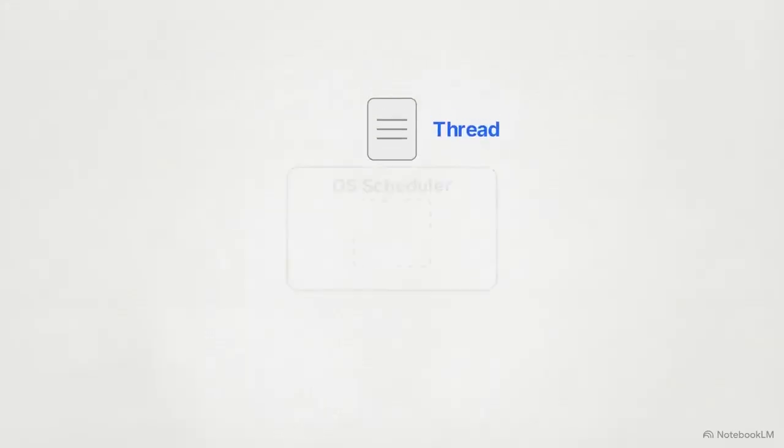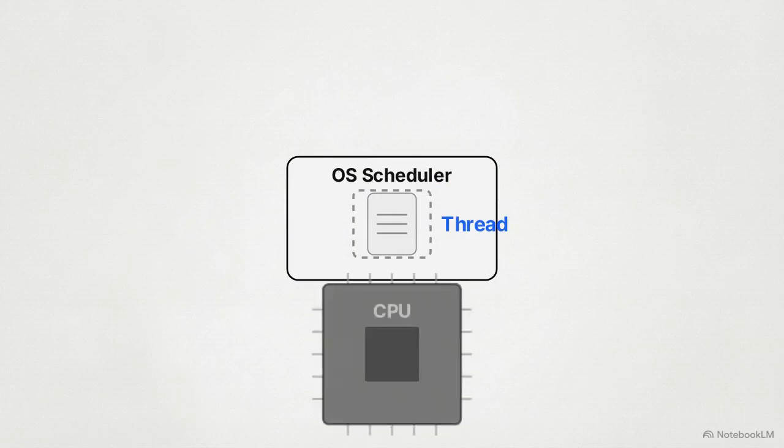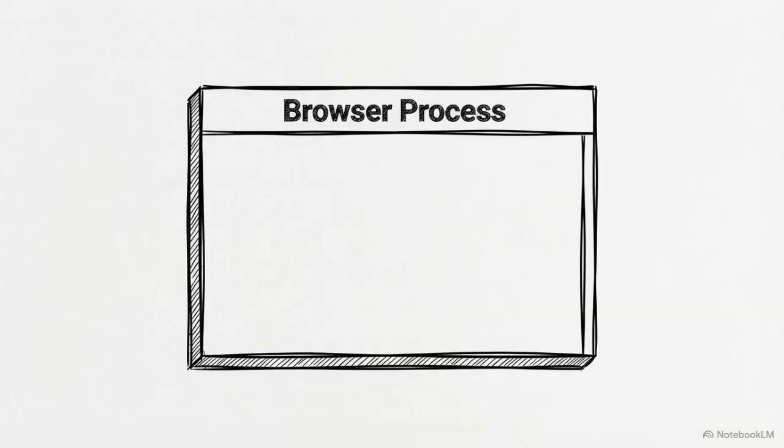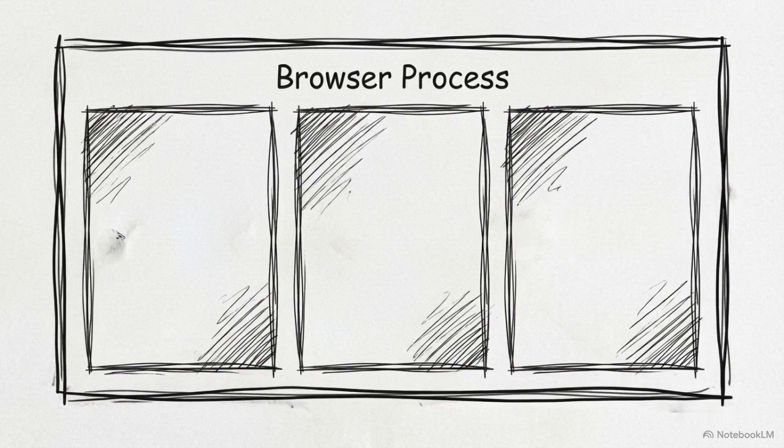A thread is the smallest sequence of programmed instructions that an operating system scheduler can manage and dispatch to the CPU. Consider a standard web browser. When you open it, the operating system allocates memory and launches a single browser process to contain the application. Multithreading splits that single process so it can execute multiple distinct functions at the exact same time.